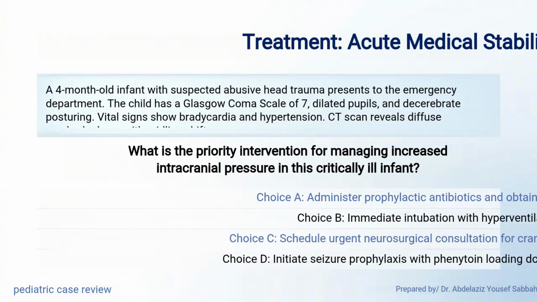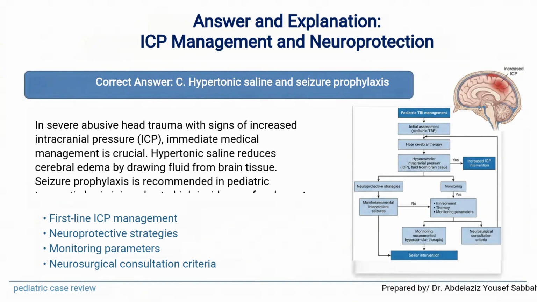What is the priority intervention for managing increased intracranial pressure in this critically ill infant? Option A, administer prophylactic antibiotics and obtain blood cultures. Option B, immediate intubation with hyperventilation and hyperosmolar therapy. Option C, schedule urgent neurosurgical consultation for craniotomy. Option D, initiate seizure prophylaxis with a phenytoin loading dose. The correct answer in this clinical scenario is immediate intubation combined with hyperosmolar therapy and seizure prophylaxis.